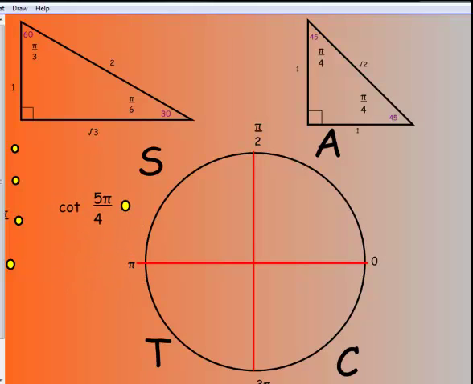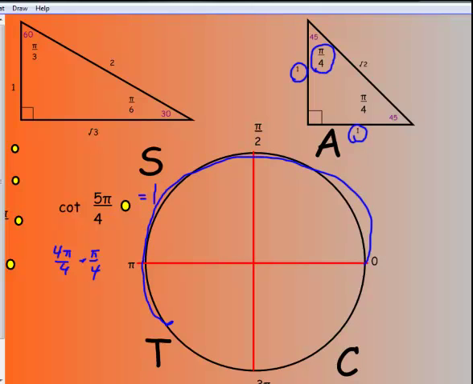Once again, working with triangles, I'd have to come up here and find my triangle for pi over 4. There it is. Cotangent is tangent flipped, so it's adjacent over opposite. So I know it's 1. Now, 5 pi over 4, I could do the same thing. I have to figure out what quadrant I'm in. I can think of it as 4 pi over 4 plus pi over 4. I go a full pi and then a quarter of a pi more. So I'm in the quadrant where tangent is positive, so therefore my answer is positive 1.